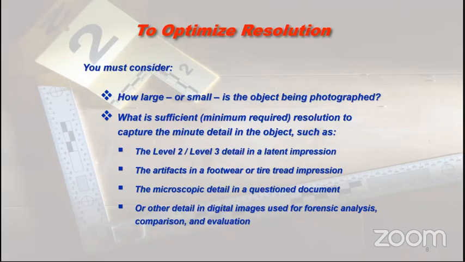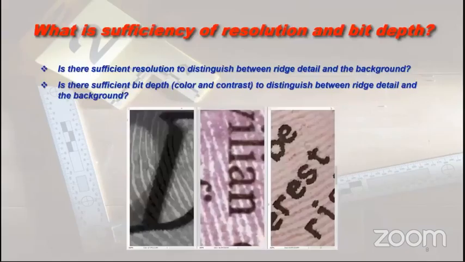So we have to make sure that we have sufficient resolution that we can clearly identify the type of artifact or the characteristic. Just to give you a quick view, I'm using fingerprints on this because with fingerprints, it's really a very simple process when we start talking about sufficiency.